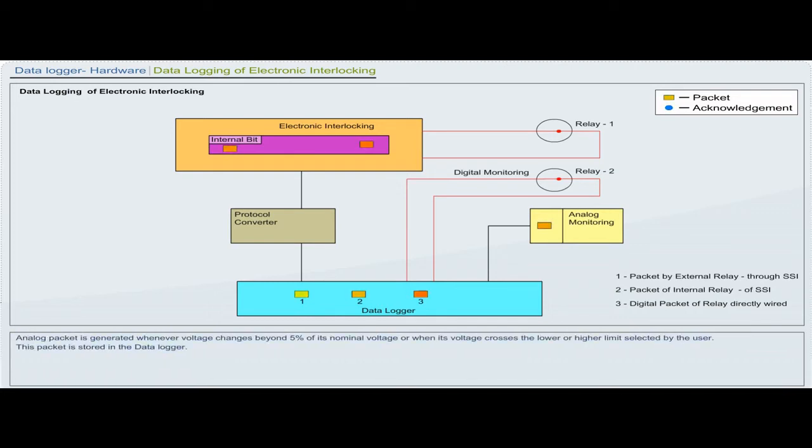An analog packet is generated whenever the voltage changes beyond 5% of its nominal voltage, or when its voltage crosses the lower or higher limit selected by the user. This packet is stored in the data logger.